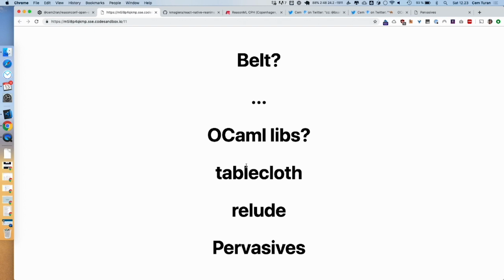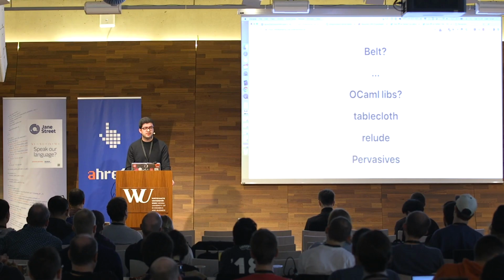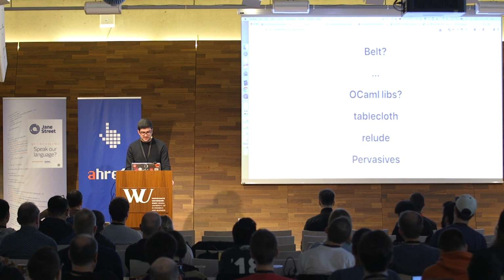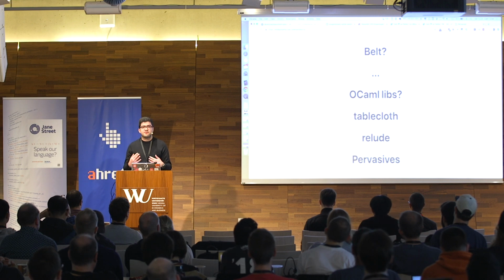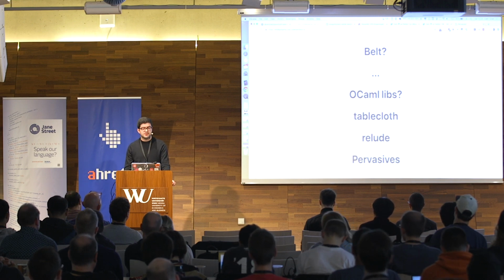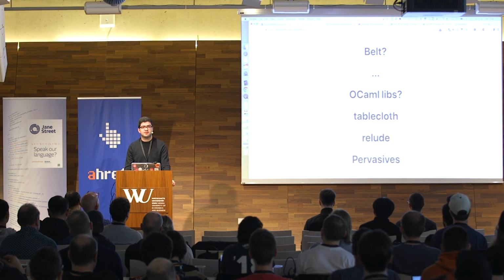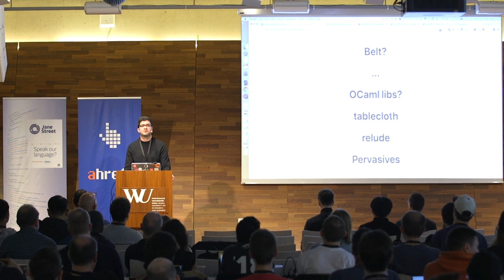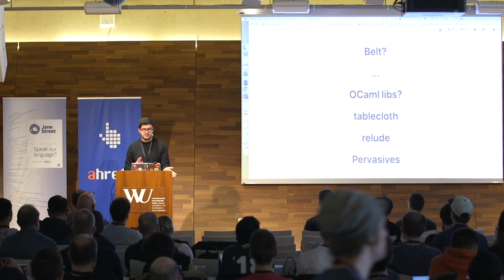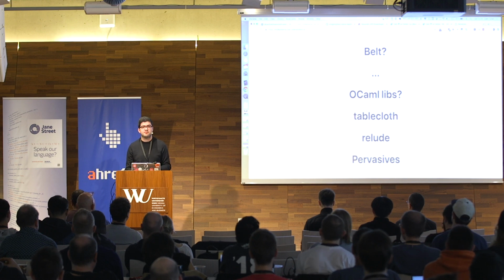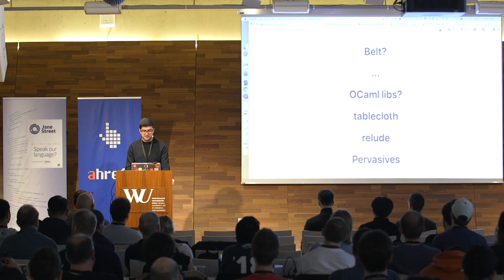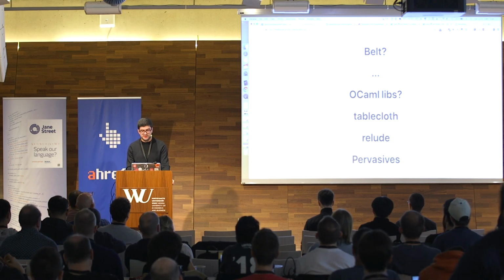Belt and et cetera. I mean, there's a lot of options out there, and it's also not super clear what you should use, and can you consume OCaml libraries? And these have each their own focuses. For instance, ReLU takes a more category theoretic approach to standard libraries, whereas Tablecloth tries to give you the same API between when you're targeting native and JS. And last, we also have Pervasives, which is what is being shipped in OCaml itself.